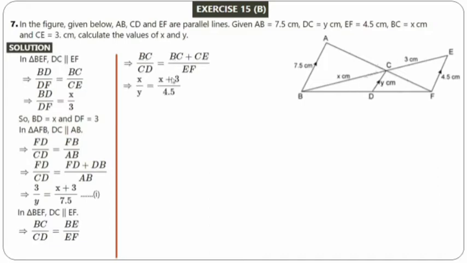BC is X, CE is given as 3, and EF is 4.5. From here, if you calculate the value of Y, this Y goes up, this X plus 3 comes down, and this 4.5 and X get multiplied. So you get 4.5 into X, which is 4.5X, and in the denominator you get X plus 3. So this is your value for Y.